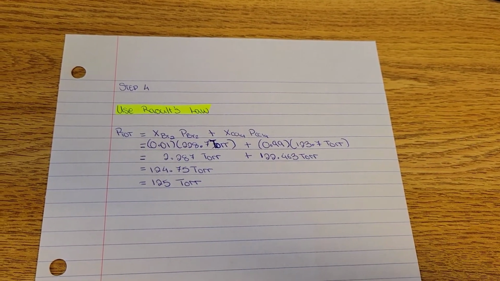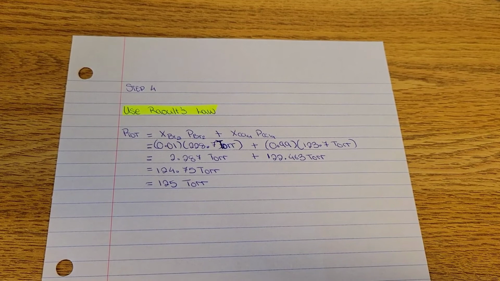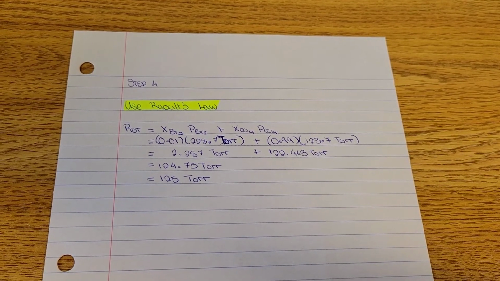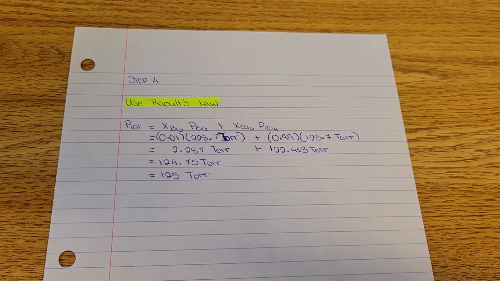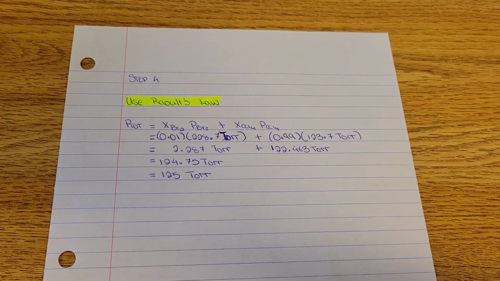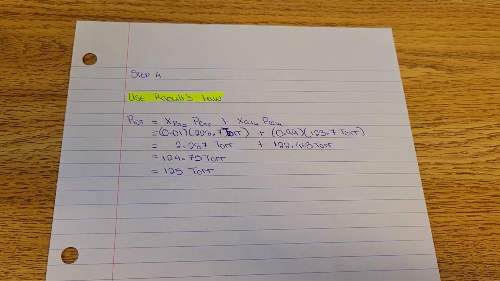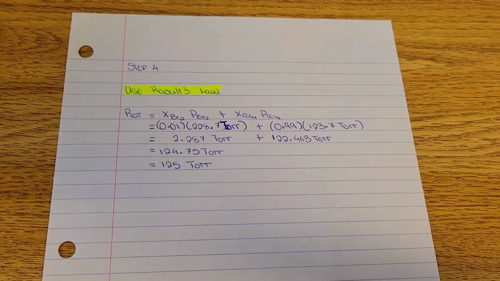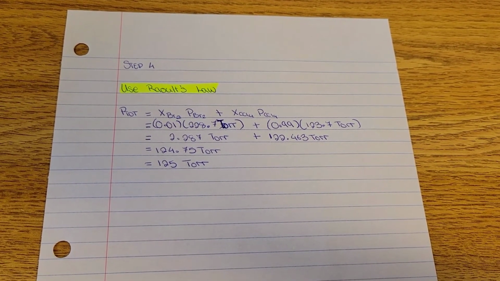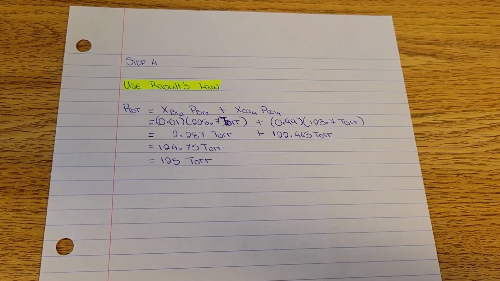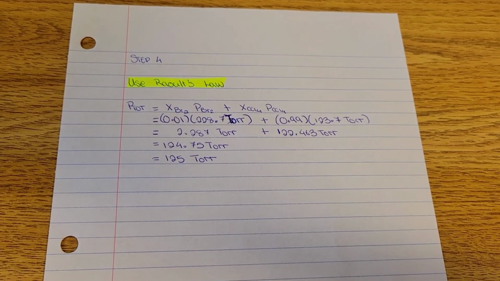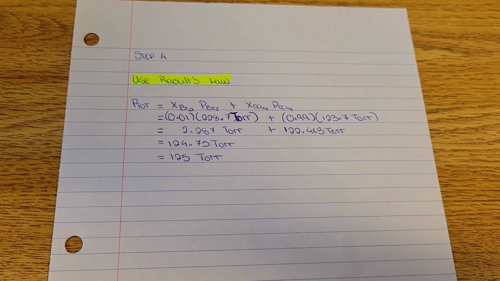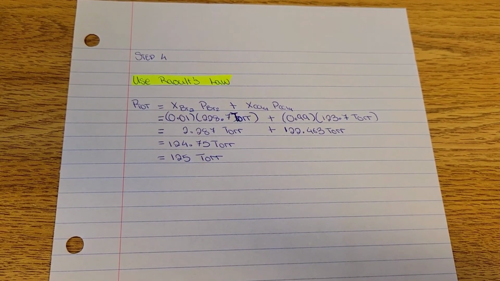So now that we have all parts of Raoult's law, we can plug it in and find our total pressure. We found that our mole fraction of bromine was 0.01. We found that the pressure of bromine was 228.7 torr, and we can add that to CCl4's mole fraction of 0.99 multiplied by its pressure of 123.7 torr. When we add it all together, we find that our total vapor pressure is 124.75 torr. To the correct number of significant figures, which is 3, we find that our total vapor pressure is 125 torr.